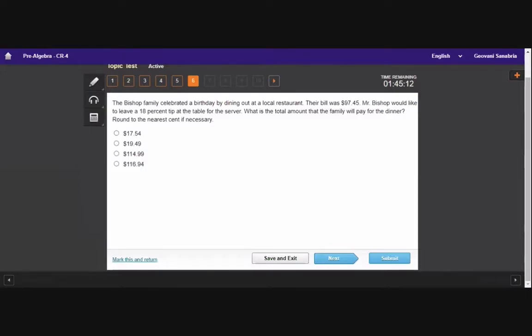All right. 25. The Bishop family celebrated a birthday by dining out at a local restaurant. Their bill was $97.45. Mr. Bishop would like to leave an 18% tip at the table for the server. What is the total amount the family will pay for the dinner? Round to the nearest cent if necessary. That one ain't too bad, right? Yeah, what would you do for that one?